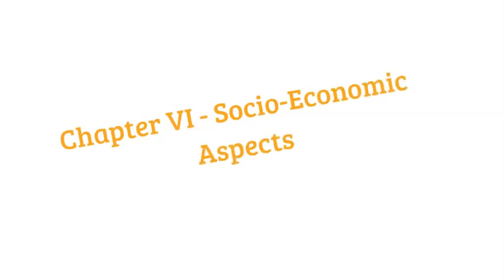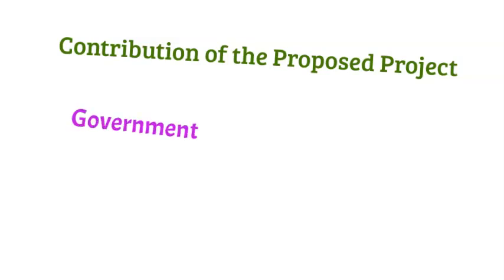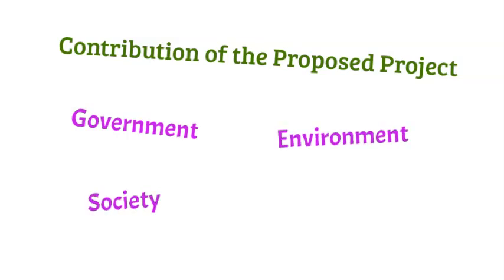Chapter 6. Socioeconomic aspects. It will state the possible contribution of the business to the government, society, customers and environment. Contribution of the proposed project. The proponent of the study should specify what will be the contributions of the proposed project to the government, society, environment, customers.